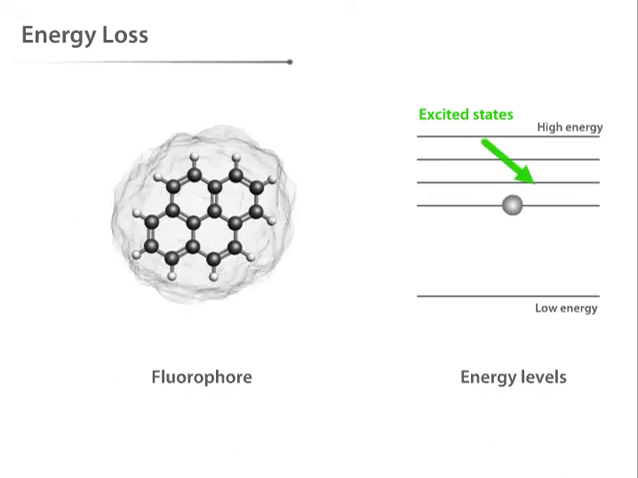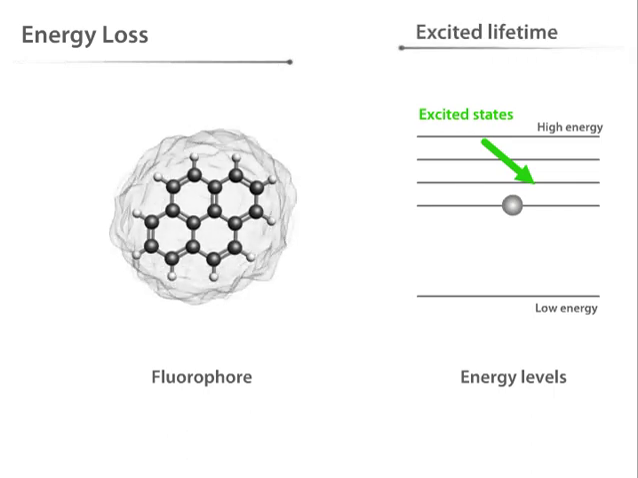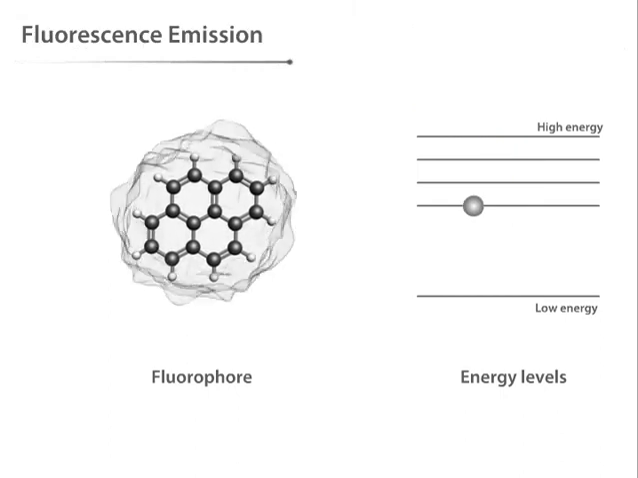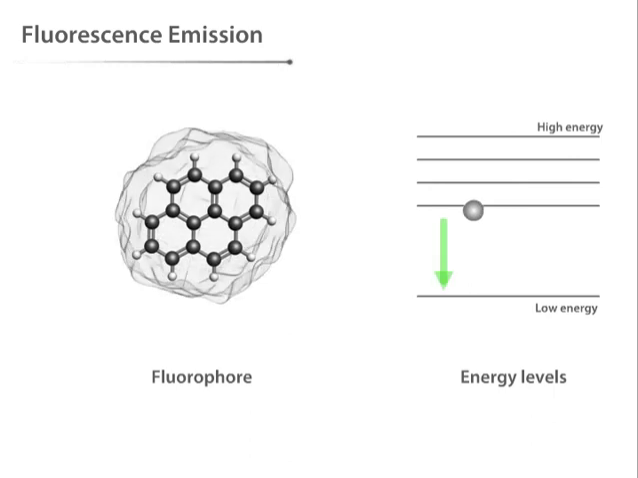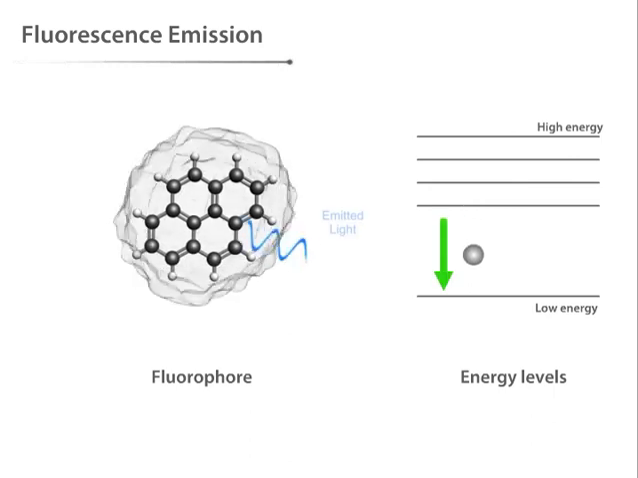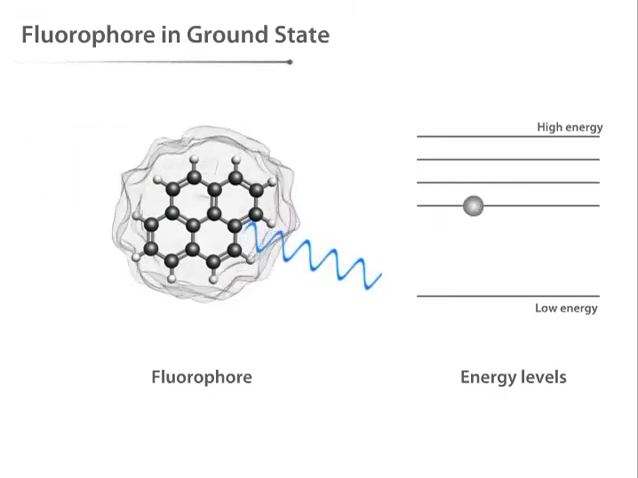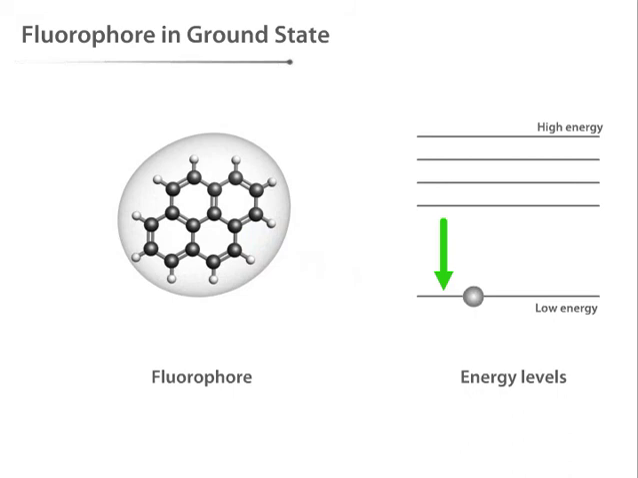state, which is semi-stable. The length of time that the fluorophore is in excited states is called the excited lifetime, and it lasts for a very short time, ranging from 10 to the minus 15 to 10 to the minus 9 seconds. Next, the fluorophore rearranges from the semi-stable excited state back to the ground state, and the excess energy is released and emitted as light. The emitted light is of lower energy, and thus longer wavelength than the absorbed light. This means that the color of the light that is emitted is different from the color of the light that has been absorbed. Emission of light returns the fluorophore to its ground state. The fluorophore can absorb light energy again and go through the entire process repeatedly.